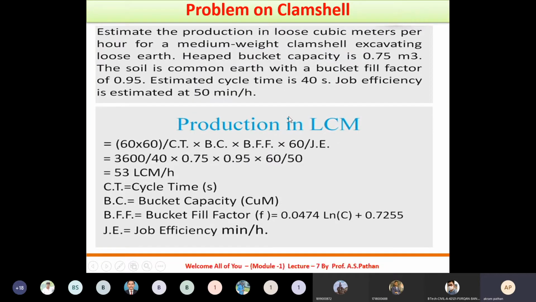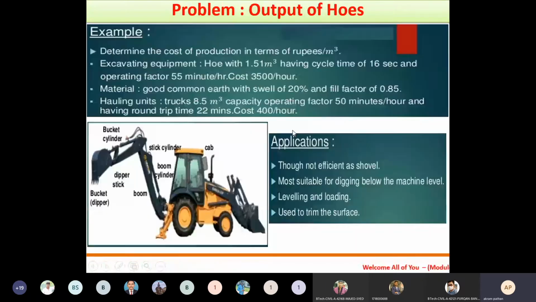Then another important problem at this stage we are going to see or learn in today's lecture, that is the problem on clamshell, right? And this is also, I think, we have learned in the last lectures: estimate the production in the loose cubic meter. So yes, this we have completed in the last lecture.